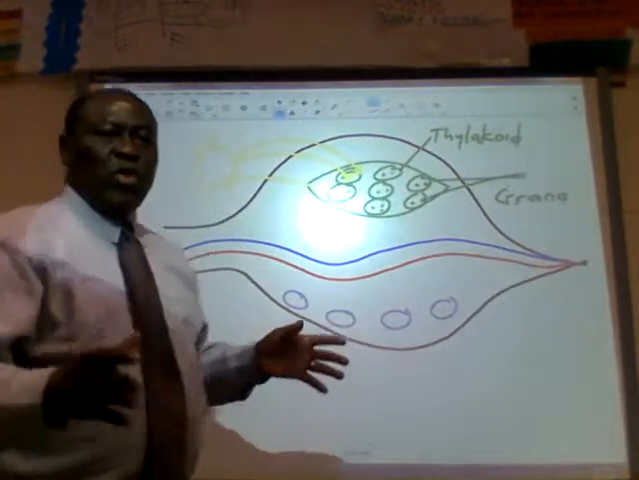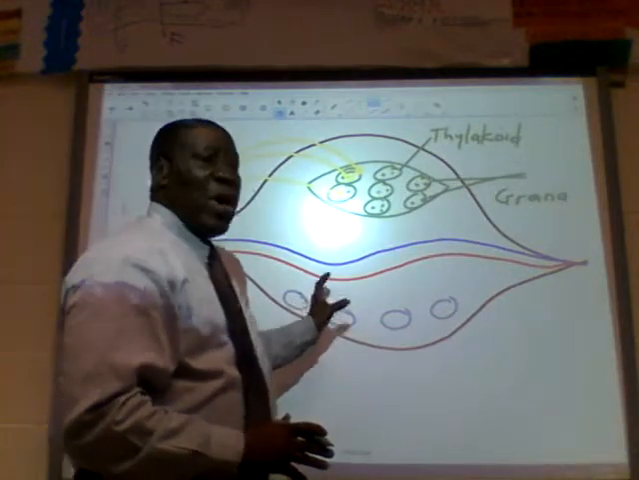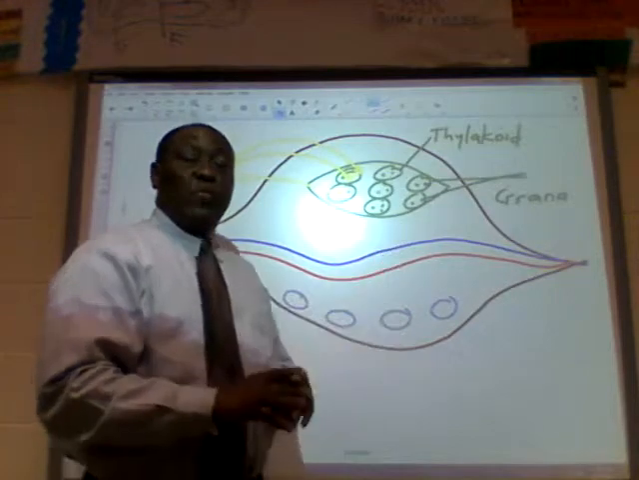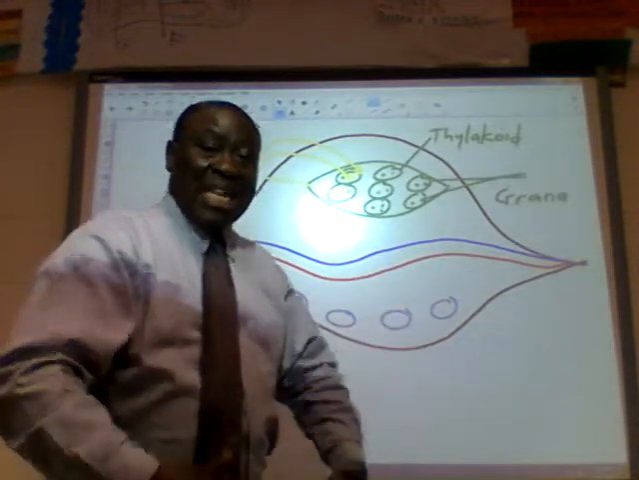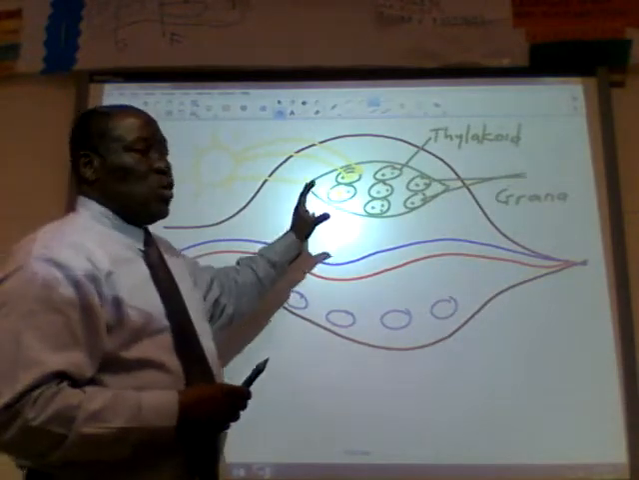All we're doing right now is drawing and labeling. That is important. In order for you to really know how photosynthesis occurs inside the leaf, you must first know the different parts. Then you will talk about how the different parts contribute to photosynthesis.